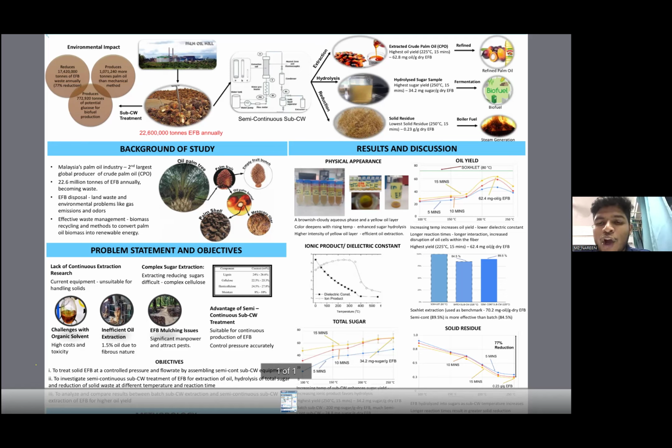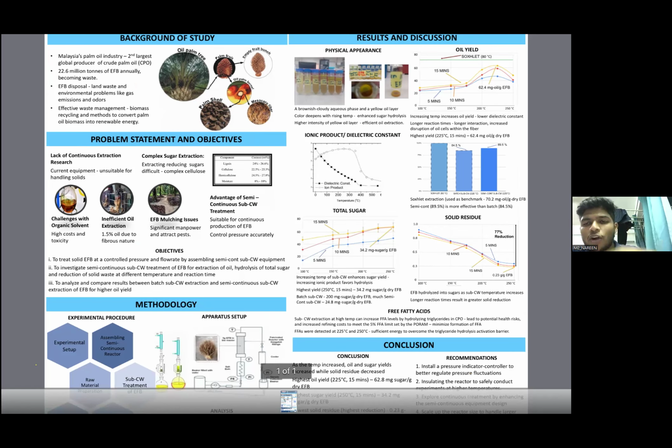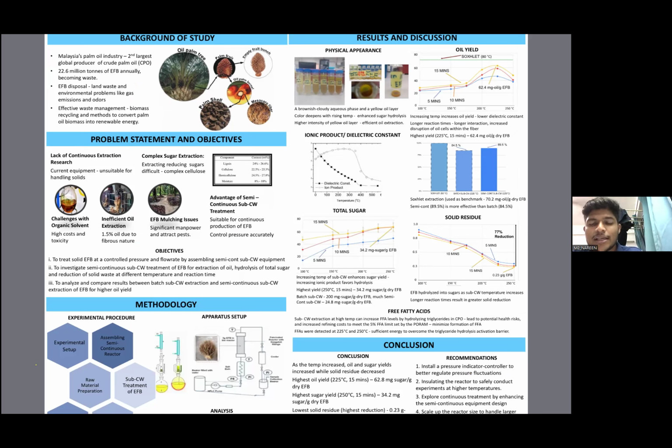Moving on to the main objectives of this research. The first one is to treat solid at a controlled pressure and flow rate by assembling semi-continuous subcritical water equipment. Second is to investigate semi-continuous subcritical water treatment of EFB for three things: extraction of oil, hydrolysis of sugar, and reduction of solid waste at different temperatures and reaction times. The last is to analyze and compare results between batch subcritical water extraction by Purni and semi-continuous subcritical water extraction of EFB for higher oil yield.